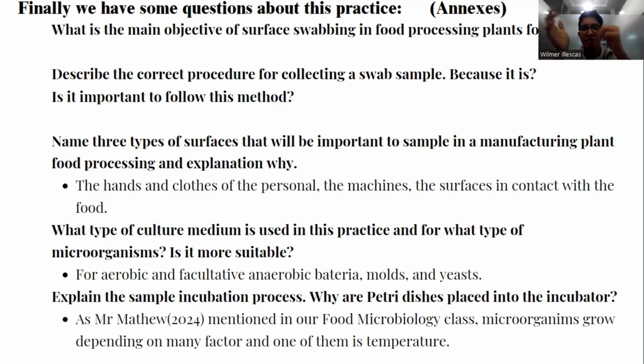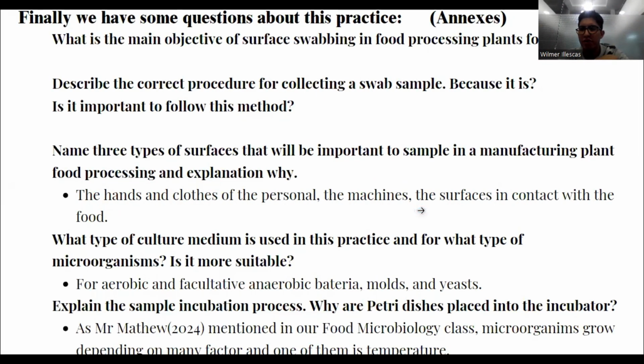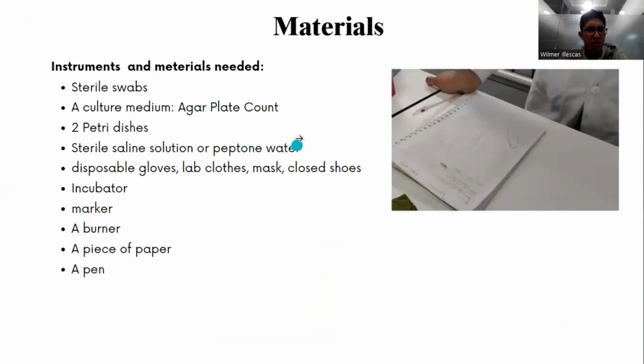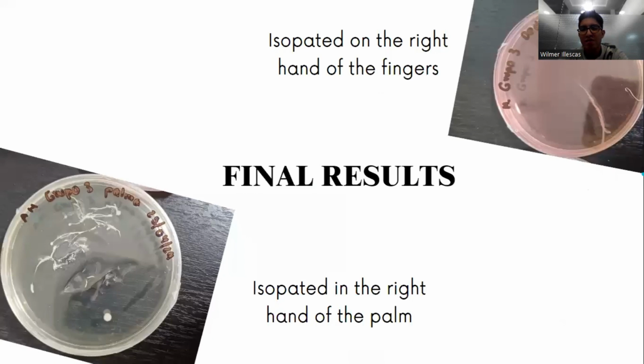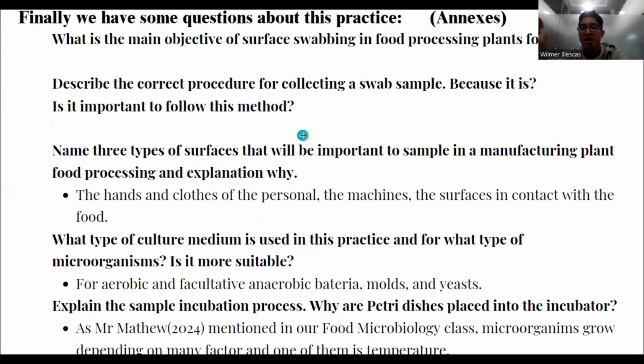The fourth question is: the culture medium that is used in the practice, and which type of microorganisms can grow there. For this example, we use just a general microorganism medium to culture. In this case, it was, as you can see here, a plate count agar. What does it mean? It means that, since it's a general culture, there can grow bacteria such as aerobic and facultative anaerobic bacteria, as well as molds and yeast.